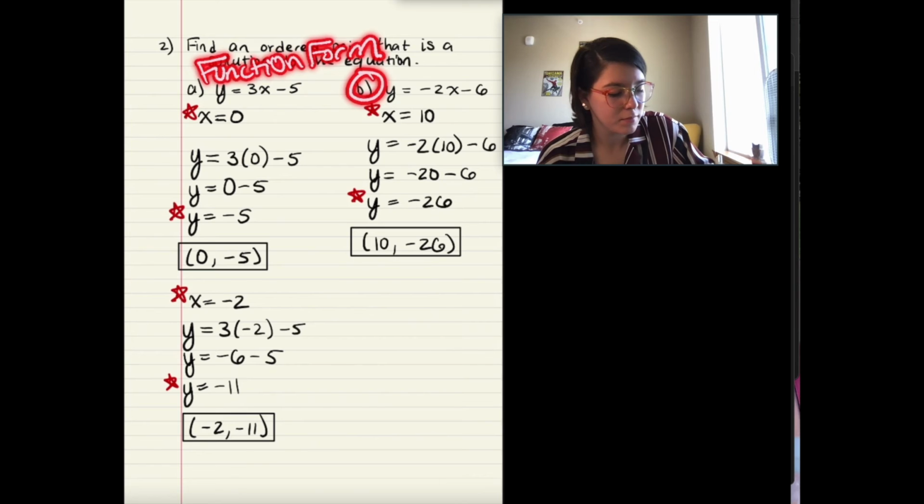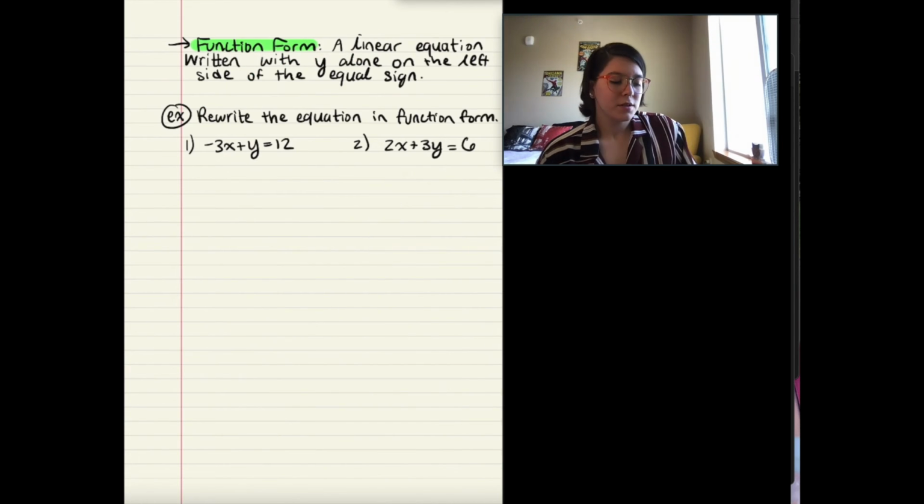Same with B. We have y all alone and then everything else on the right side. So let's look at how we can put equations into function form when they're not already in it. Remember back to lesson 3 when we were looking at solving equations. This is where that knowledge is going to come in handy. So we have negative 3x plus y is equal to 12.